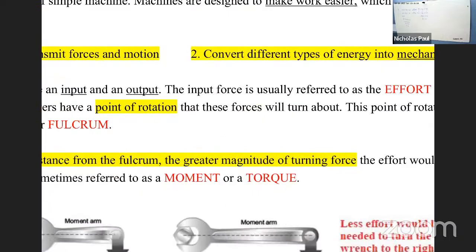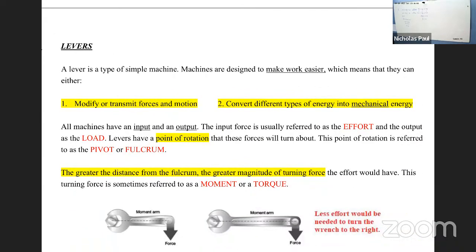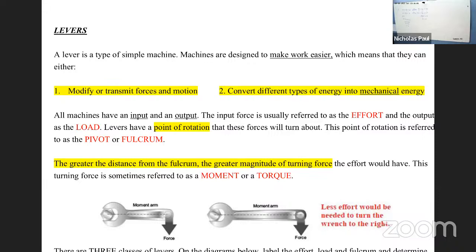Right, for homework, I asked you to read up on levers. Just a quick little note here on levers. A lever is a simple machine. Remember we were doing the little Keystone thing? All those were examples of levers. A lever is a simple machine, and machines are designed to make work much easier.